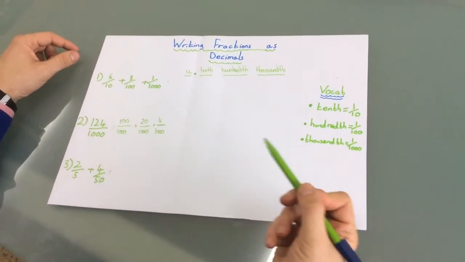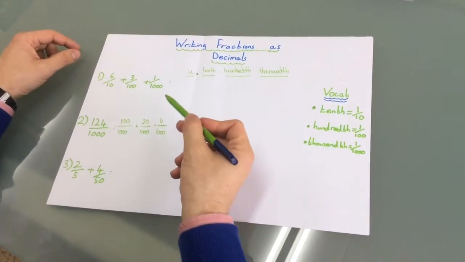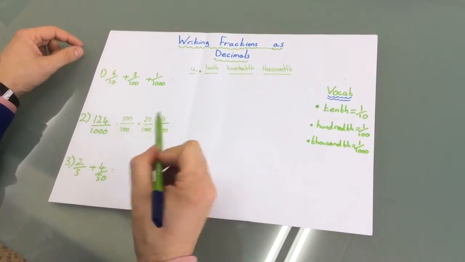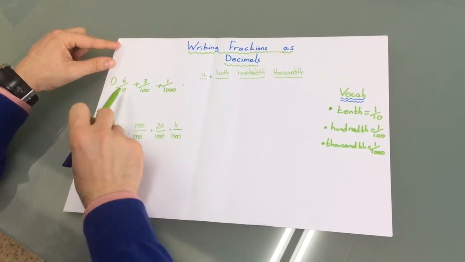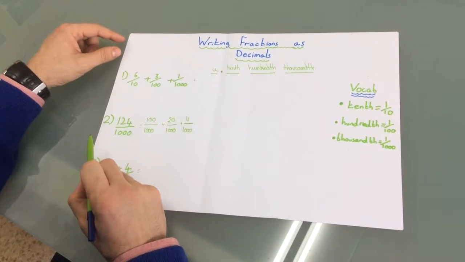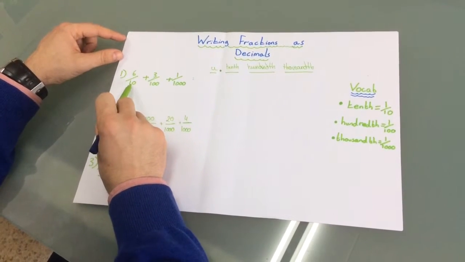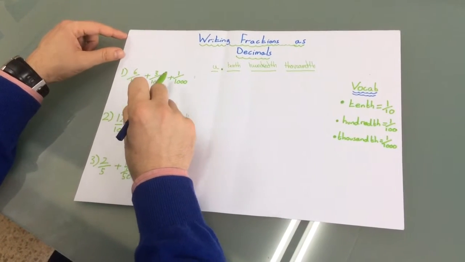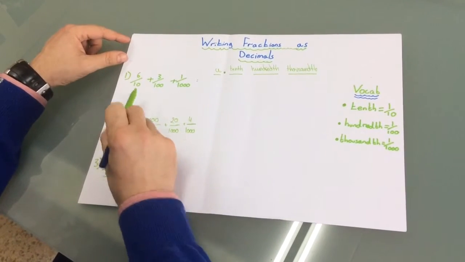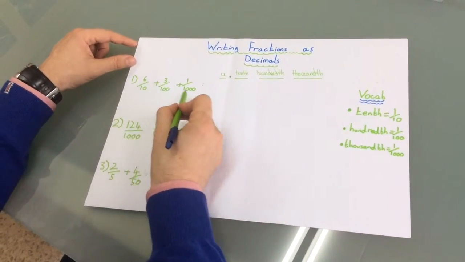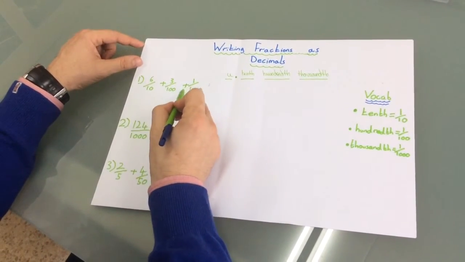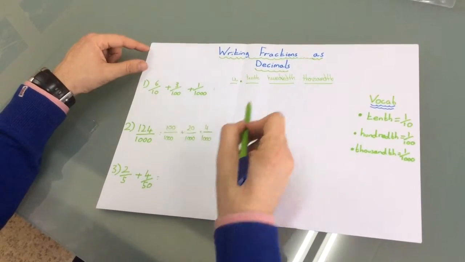So let's have a look at three of the examples, and let's see how we can use these fractions and decimals and how they're actually the same. They just have a different appearance. In the first exercise, we have three fractions added together. We have 6 tenths, 3 hundredths, and 1 thousandth. We can see that the denominator is different. We know that when we add fractions, we should have the same denominator, but in this case, we're going to have a look at how that changes using decimals.